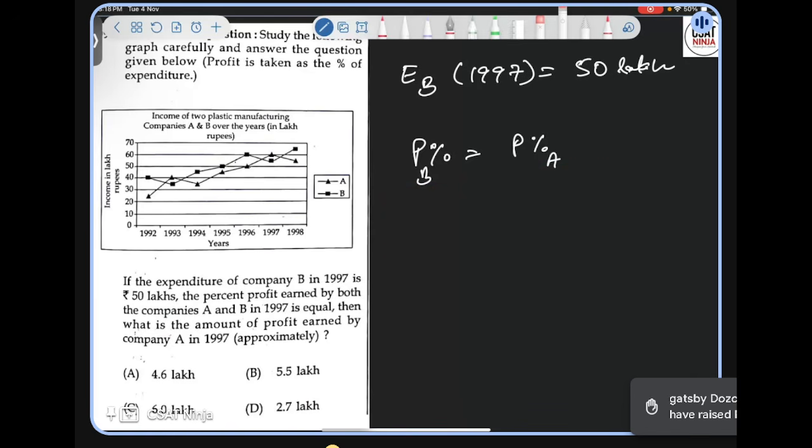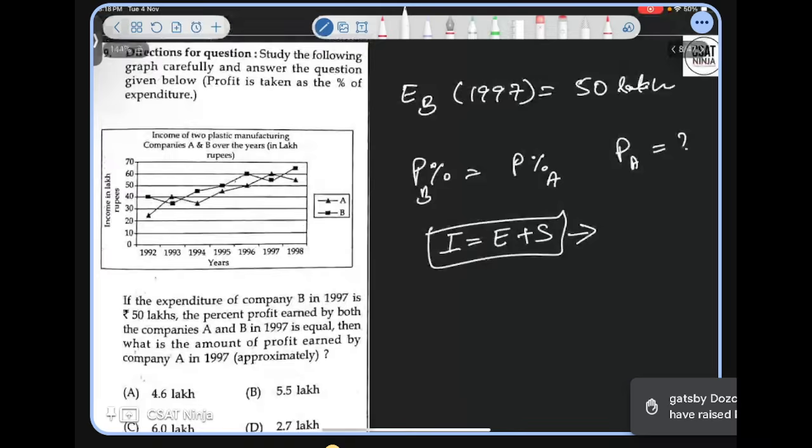So let's try to follow the question as well. What is the amount of profit earned by company A in 1997? So we are asked to find the profit earned, not the profit percentage, okay? Whenever you see this type of question, there is a general formula, we call it the income expenditure type of question. Income is equal to expenditure plus saving. But I'll derive this formula a little bit.